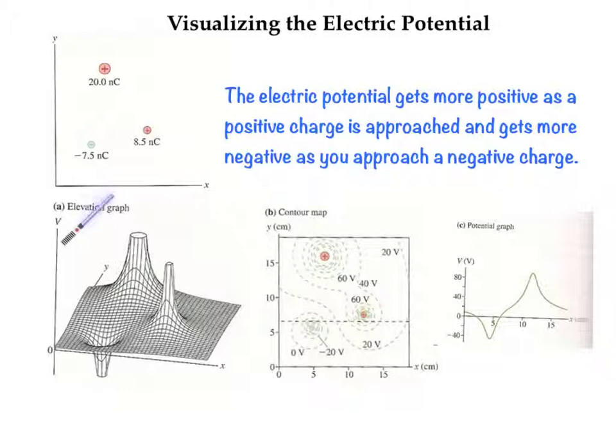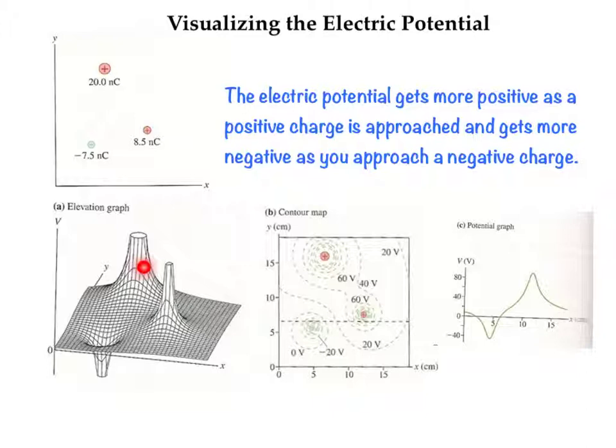We have here an elevation graph, a contour map, and a potential graph. So our charges are these three charges right here. We have a positive one at 20 nanocoulombs, 8.5 nanocoulombs, and a negative 7.5 nanocoulombs. Of course, the size of charge is reflected in each of these graphs. In the elevation graph, we get a good sense of the electric potential as we get closer to each charge. If I were to bring a charge closer to the largest positive charge here, it would take more and more work to move it. Therefore, it would have more and more potential energy.